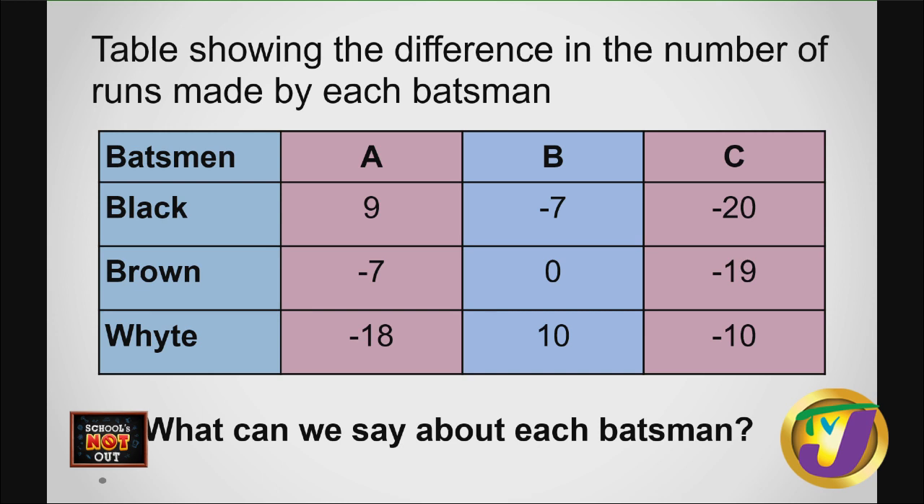But I want to zoom in on that 0 for Brown. That seemed to suggest to me that Brown got the same number of runs in both innings. So there was no difference, basically.